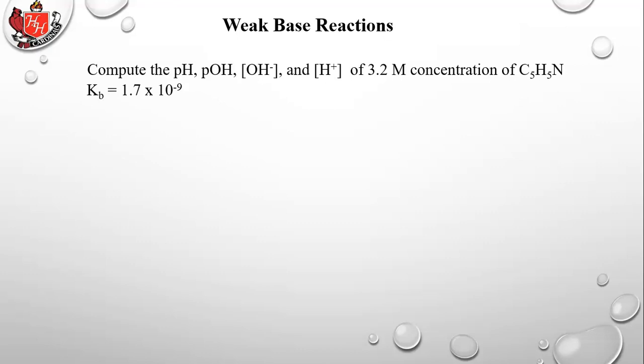Okay, so now we're going to just do one example here. We're going to compute the big four here: pH, pOH, hydroxide concentration, hydronium ion concentration. And again, 3.2 molar is just a random number that was selected for this problem. Molar concentration, and this is a base, C5H5N. How do you know it's a base? You'll either be told it's a base, or one way you can know is look at the equilibrium constant there. That's the base dissociation constant, Kb. That tells you that it's a base.